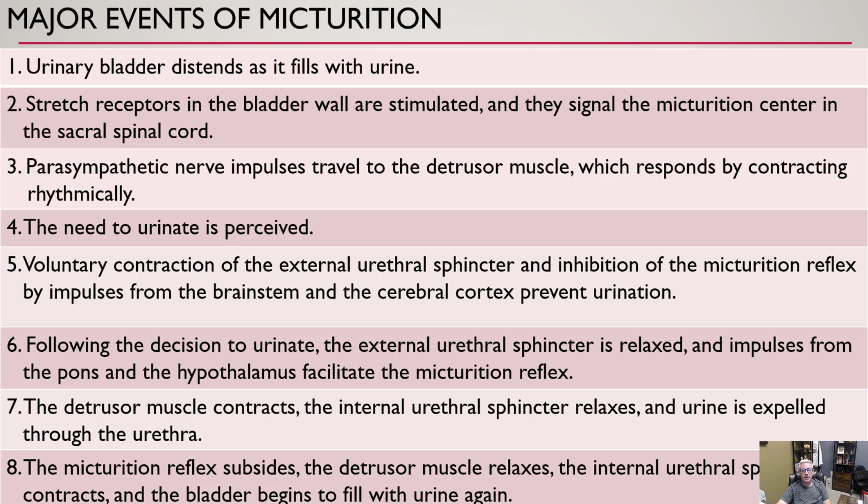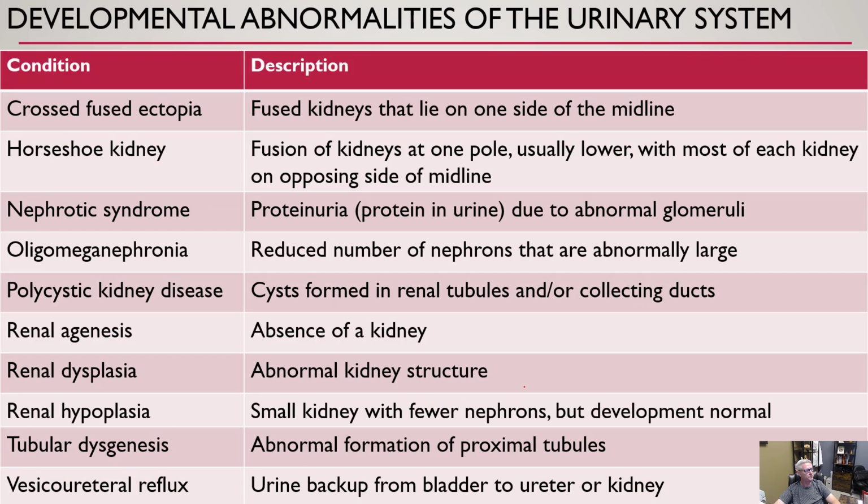Here's just the events of micturition. Urinary bladder distends with urine. We have stretch receptors that are stimulated. Parasympathetic nerve impulses travel to the detrusor muscles. Then our brain perceives that it's time to pee. We have voluntary contraction of the urethral sphincter and inhibition of the micturition reflex. Once we decide to urinate, the detrusor muscle contracts, the internal urethral sphincter relaxes, and urine is expelled.